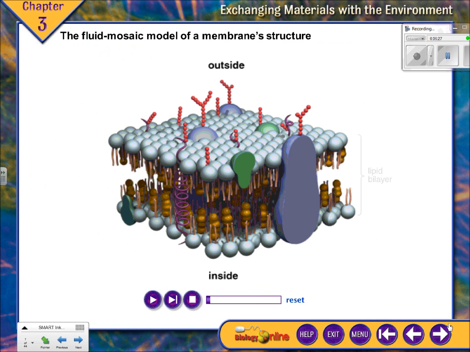Membranes are composed of a lipid bilayer and proteins. The bilayer of phospholipids provides fluidity. Some proteins that are embedded in membranes have sugars attached to them, and they're called glycoproteins.